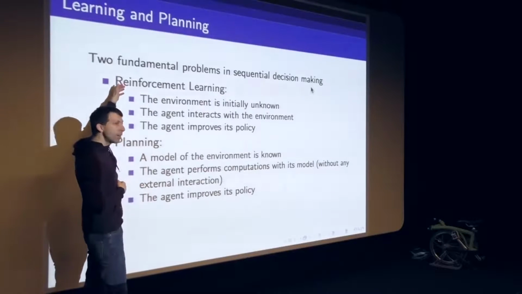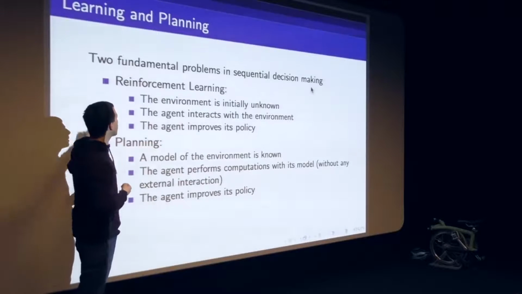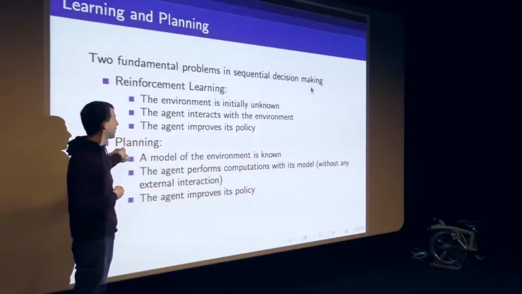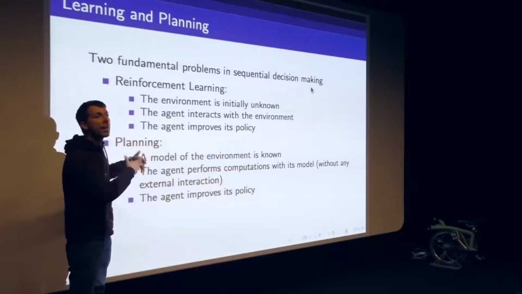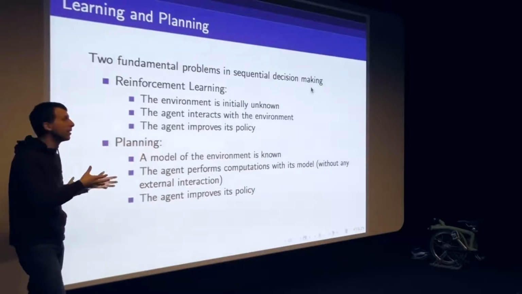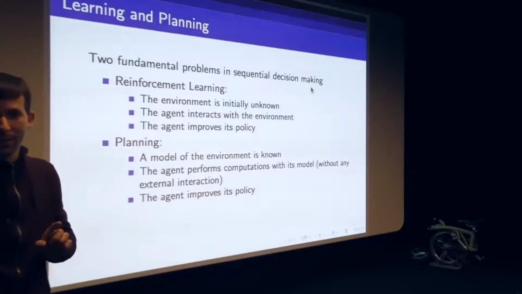In RL, the environment's unknown. In planning, the environment is known. Now, of course, one way to do reinforcement learning is to first learn how the environment works and then do planning. So they're linked. These two things are intimately linked together, but they're separate problem setups. So let's try and make this concrete again.